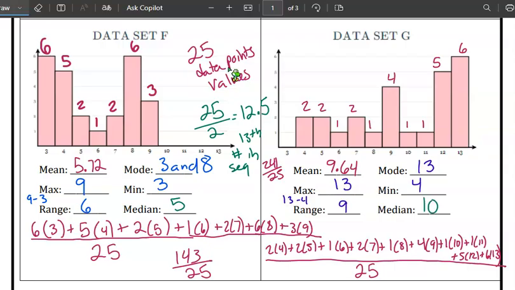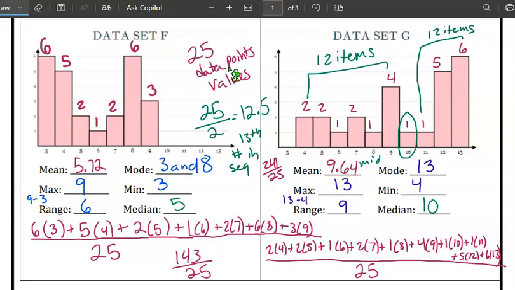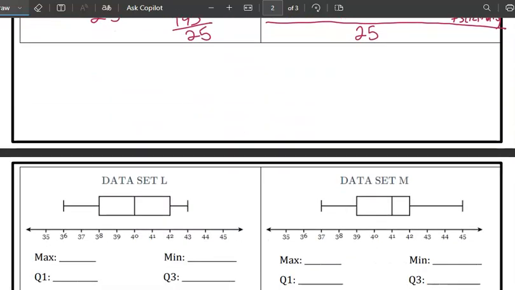The 13th number in this set is 10. You can think of it like this. We have 12 items here, and then we have 12 items here, and then this is the middle. Let's go on to the next page.